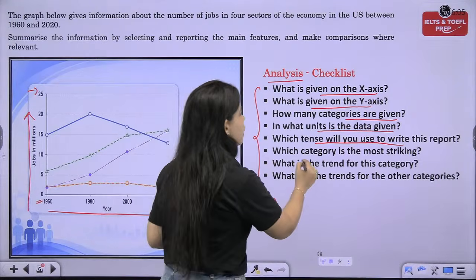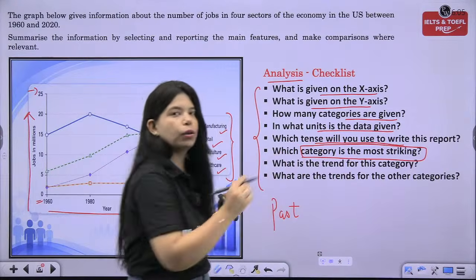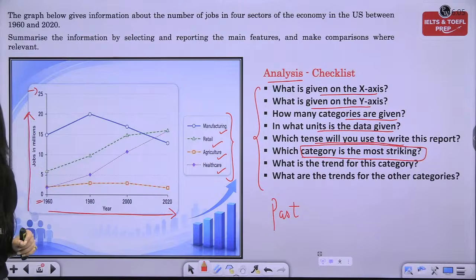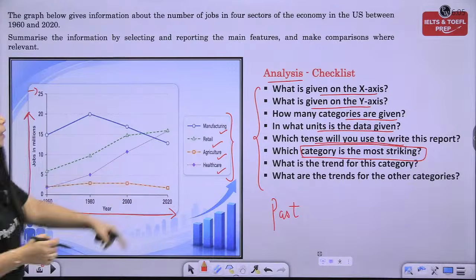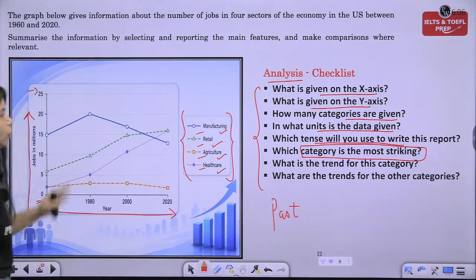Which category is most striking? Now, this is something that I want an answer from you. Out of these 4 categories, which category do you see as the most striking one, guys? Name that category in the chat box here in the comments. Which category out of these 4 is the most striking, most prominent for you?